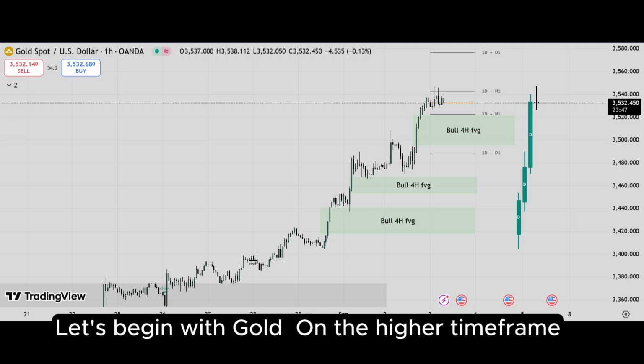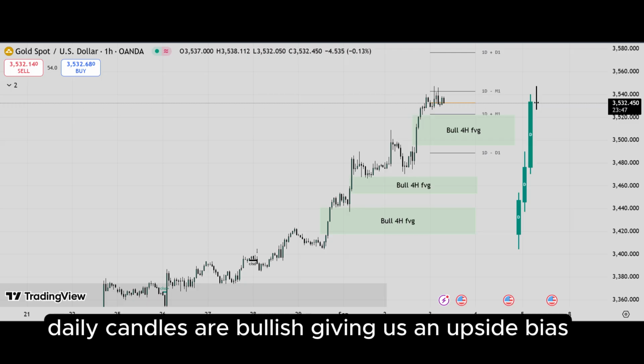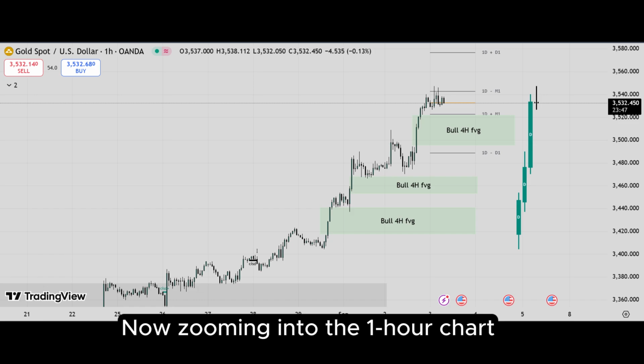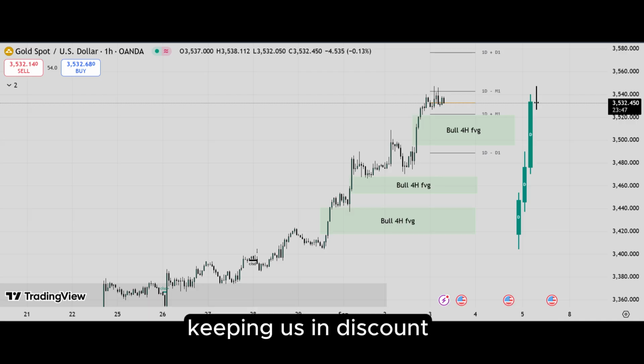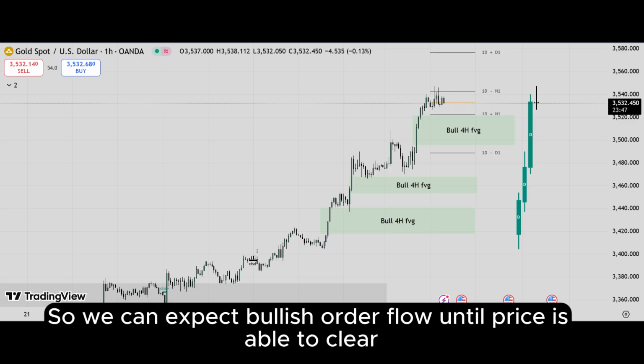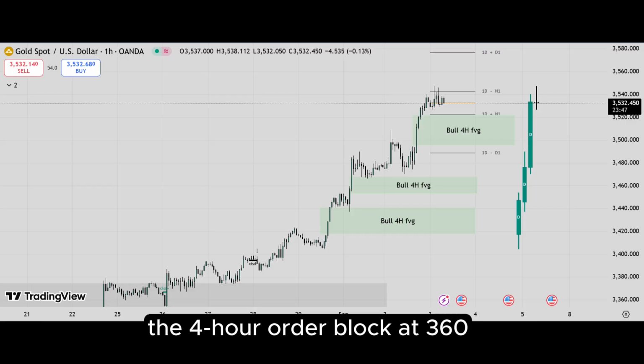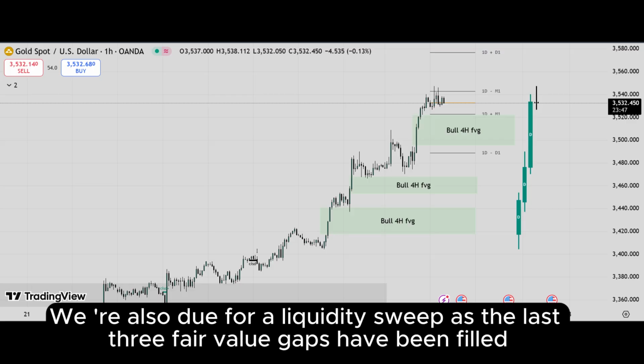Let's begin with gold. On the higher time frame, daily candles are bullish, giving us an upside bias. Now zooming into the 1-hour chart, we see that price is trading inside multiple 4-hour bullish fair value gaps, keeping us in discount, so we can expect bullish order flow until price is able to clear the 4-hour order block at 360. We are also due for a liquidity sweep as the last 3 fair value gaps have been filled.